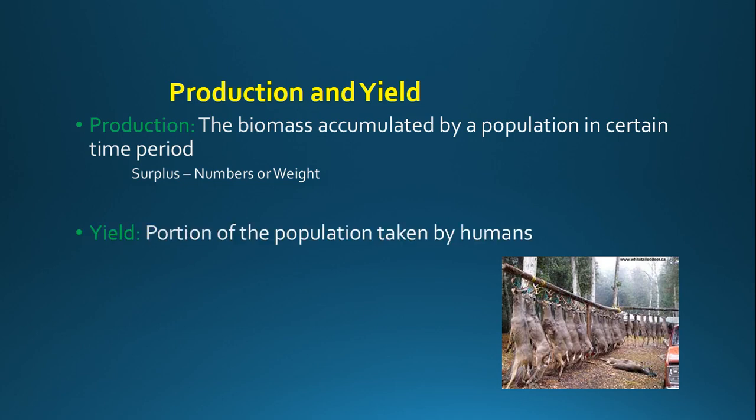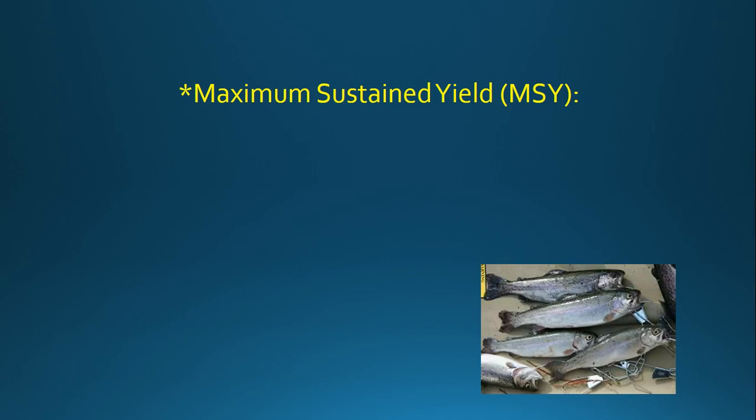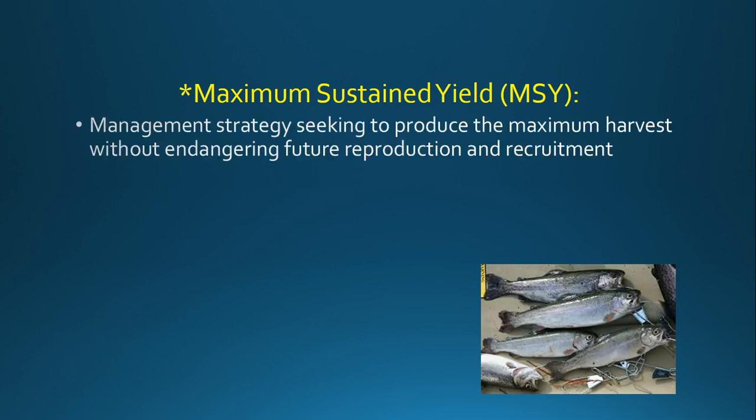Yield is the portion of the population taken by humans. So that's that harvest level, or yield can be the same thing. Maximum sustained yield, that is how much can we take from a population without endangering future reproduction and recruitment. This is a hard line to find. Sometimes after a while we get these pretty ingrained, and without any major changes in habitat or recruitment, then we kind of have our levels figured out.